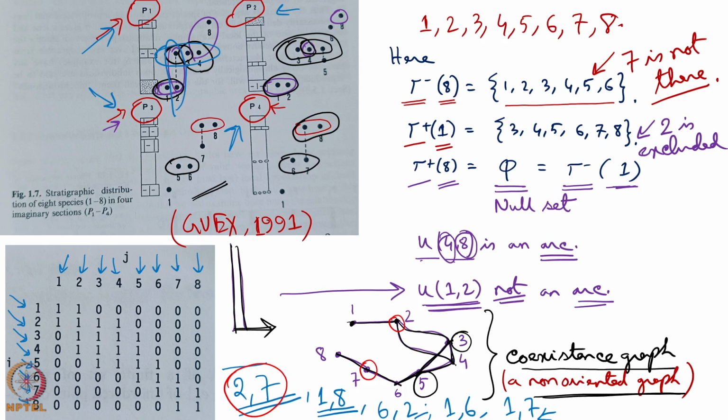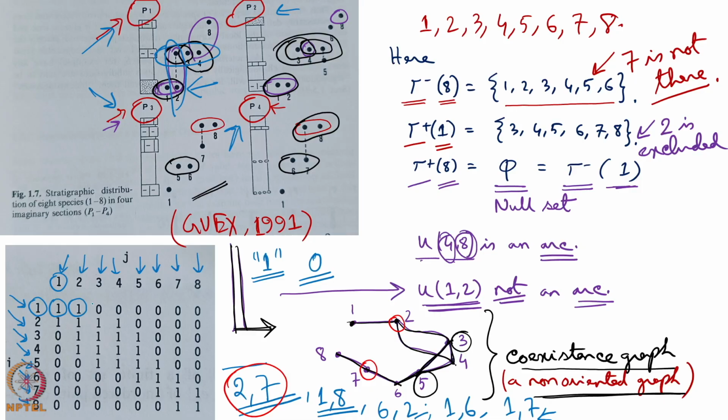Now, what I will do? I will use 2 numbers, 1 if they coexisted and 0 if they did not coexist. So, in that sense 1 coexisted with itself. So, it is 1. 1 and 2 coexisted for sure in our P1. So, it is 1. 1 and 3 never coexisted. You look at P1, P2, P3, P4, 1 and 3 never coexisted in the same horizon. So, it is 0.